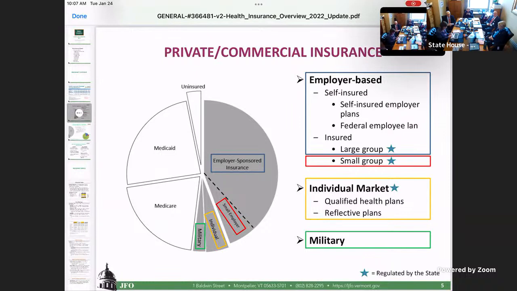Those are folks who do not have employer-sponsored insurance, so they have to go and buy the insurance themselves. And then we'll talk a little bit about qualified health plans and reflective plans, but not too much detail with that because we can go down wormholes very, very easily.